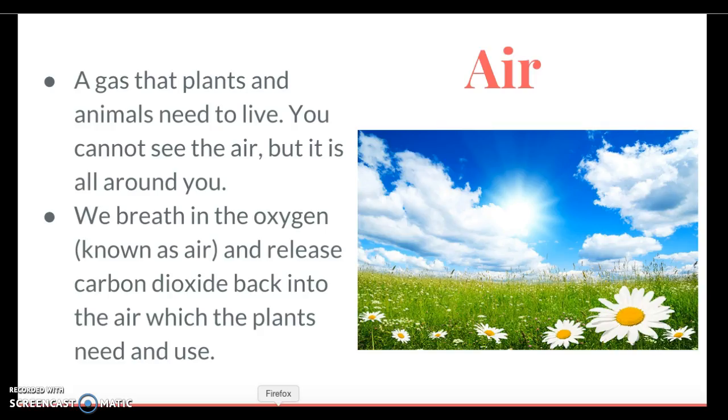Air is a gas that plants and animals need to live. You cannot see the air, but it is all around you. We, as humans, breathe in the oxygen known as air and release carbon dioxide back into the air, which the plants then need and use.